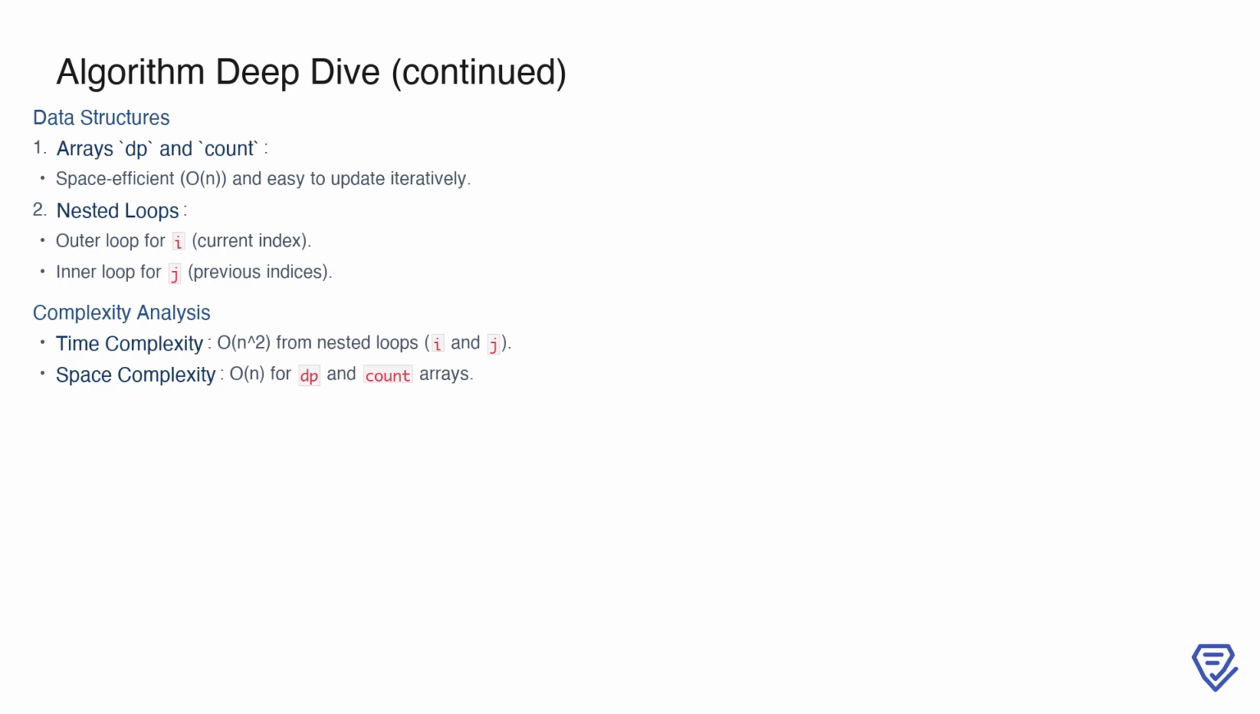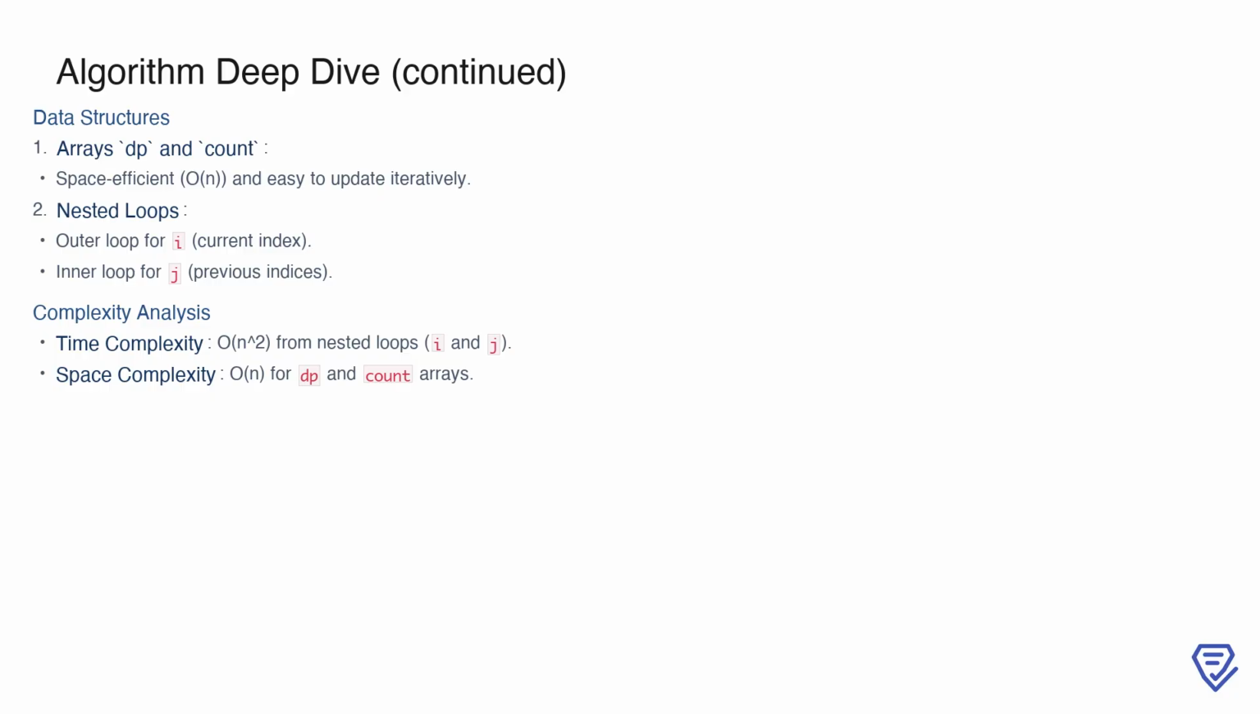The DP array stores the LIS lengths at each index, while the count array tracks the number of subsequences corresponding to those lengths. Together, they allow us to iteratively update and compute the required values. The core computation is managed through two nested loops.